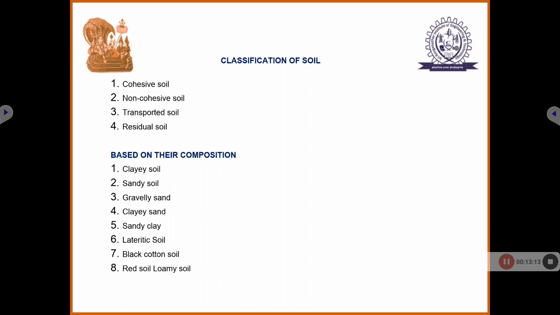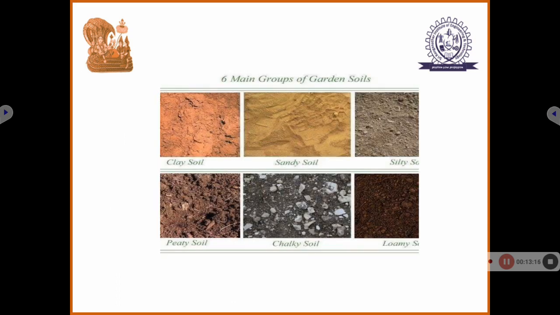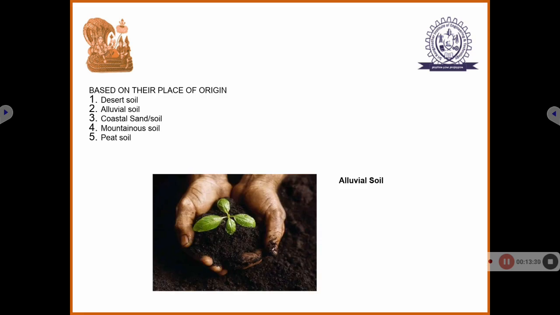Now we can see in the picture how the classification of soil looks. Clay soil, sandy soil, silty soil, peaty soil, chalky soil, loamy soil. So all the pictures are clearly shown. Now, based upon the place of origin, how is the soil classified? It can be desert soil, alluvial soil, coastal soil, mountainous soil and peat soil.